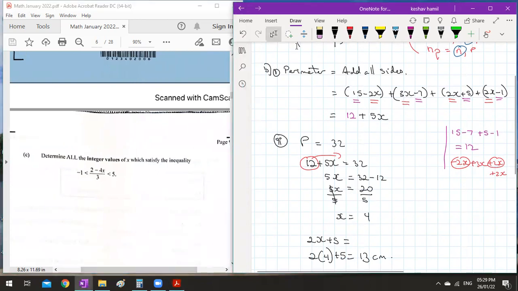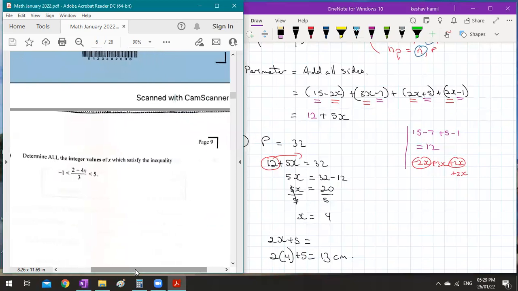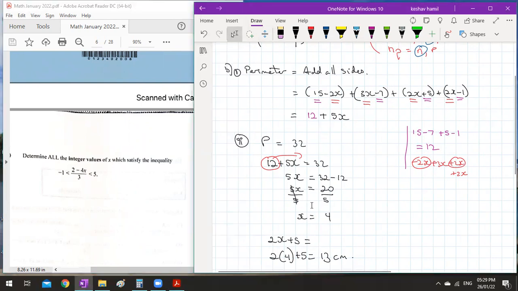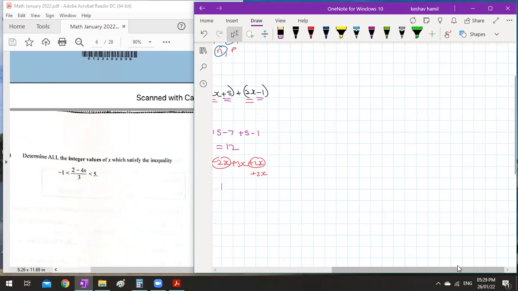Part C. Determine all the integer values. Integer values are whole numbers, right? Which will satisfy the inequality. You have negative 1 is less than or equal to 2 minus 4x over 3, less than 5. Now, you have to work this in two separate parts.